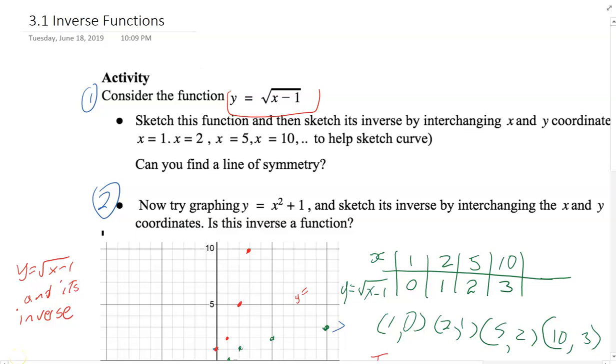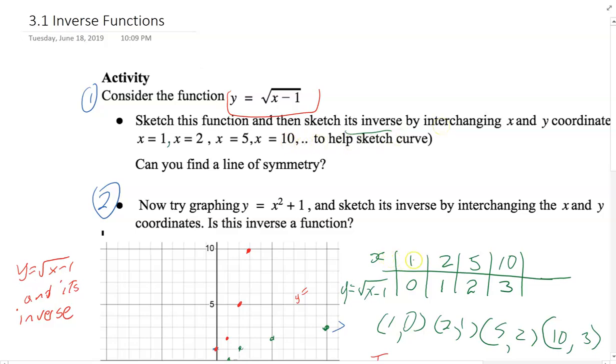Hello everyone, in this lesson we will talk about inverse functions. First of all, let's do a little activity where we consider the function y equals radical x minus 1. We will sketch this function and then sketch its inverse by interchanging the x and y coordinates. We will use x coordinates x equals 1, x equals 2, x equals 5, x equals 10, and so on to help sketch the curve.